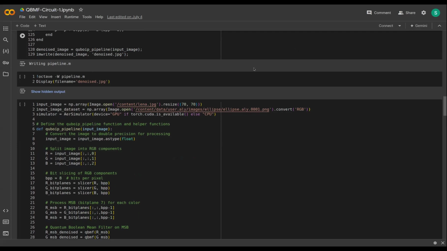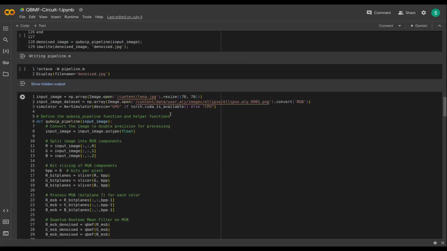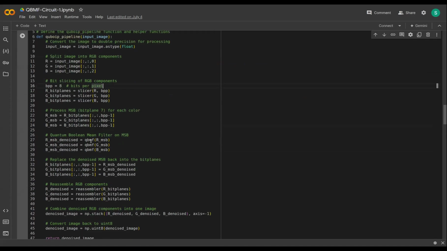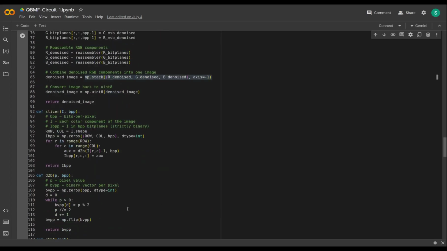So this is basically the entire pipeline. This is the bit slicing part where we get the red bit plane, green bit plane, and blue bit plane, as there are three channels in an image. We consider that there are 8 bits per pixel. Hence, we process it one by one. We process the red bit plane using the quantum circuits, the green bit plane independently, and the blue bit plane independently. Then we reassemble everything back into the final image by doing np.stack. Now, let's see one image.